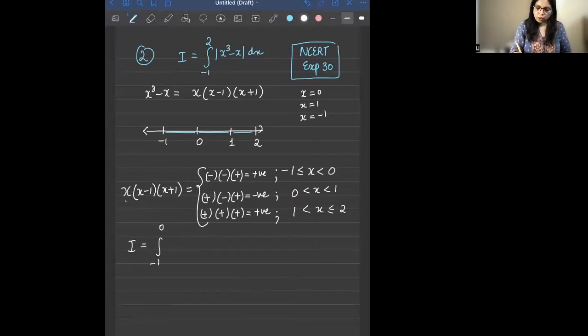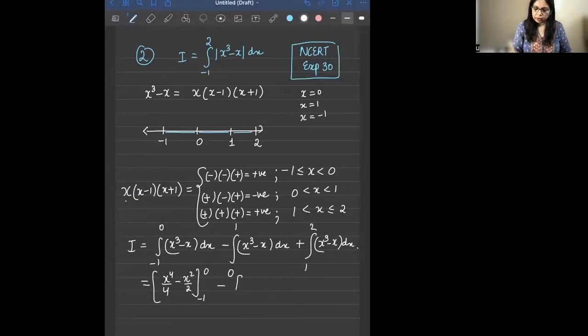Minus 1 to 0, x cube minus x dx. This is negative. 0 to 1, x cube minus x dx plus 1 to 2, x cube minus x dx. Now the value of each integral is the same, which is x raised to 4 upon 4 minus x square upon 2, but the limits are different. So x4 upon 4 minus x square upon 2, 0 to 1. x4 upon 4 minus x square upon 2, 1 to 2.